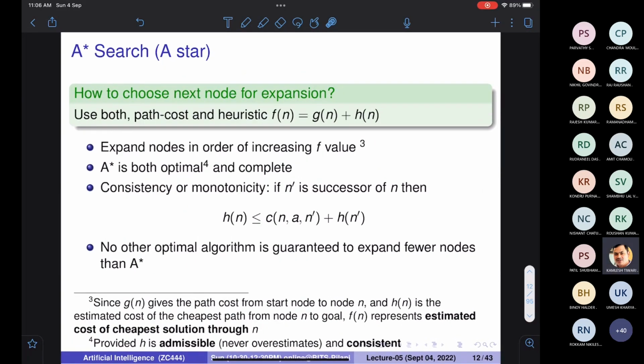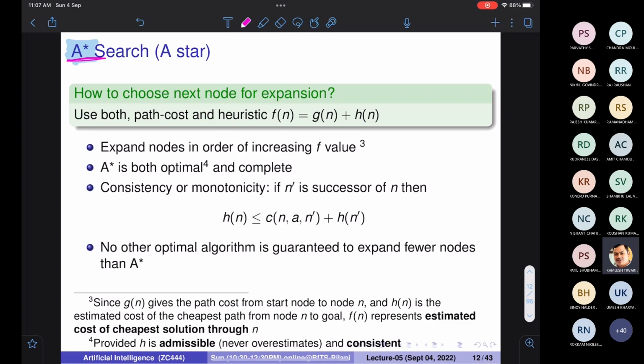Now comes a very interesting algorithm, and that is the more important search algorithm for us. This search algorithm is called the A star search algorithm. How many of you already know about this algorithm? Is there anyone who knows about this algorithm? No one is saying yes. Okay, so I am going to have another search algorithm. Very good. So this is a very interesting algorithm.